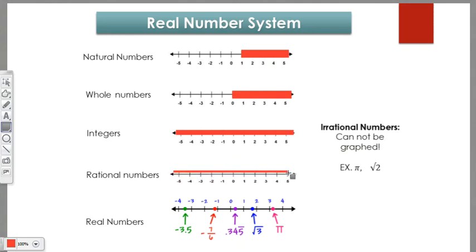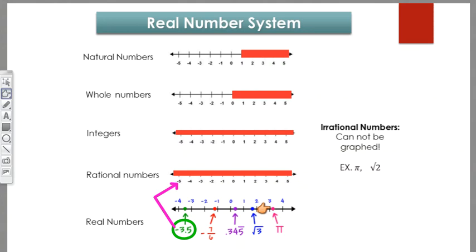Rationals, you're including numbers like 3.5. Again, rational numbers are our decimals, our fractions, but also still our whole, negative, and positive numbers. Irrational numbers cannot be graphed, and that's what's pretty important about this.